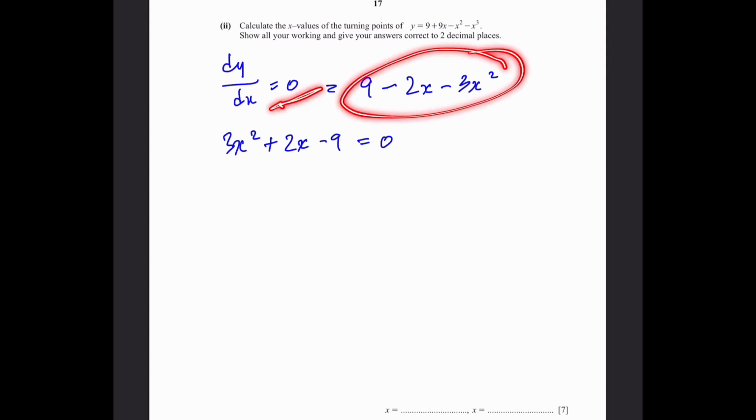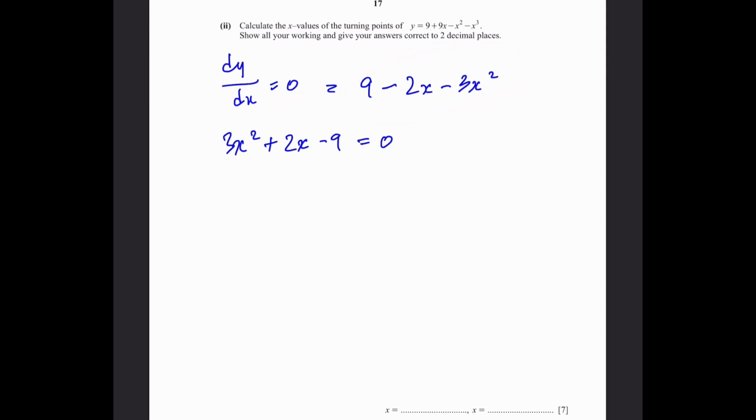So to find the turning point, first we need to find dy by dx and set it equal to 0, since at the turning points the gradient is equal to 0. So dy by dx is equal to 9 minus 2x minus 3x squared. So that means 3x squared plus 2x minus 9 is also equal to 0, since we can just negate this, and negating 0 is still 0, so it's still the same.